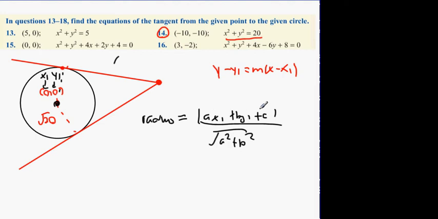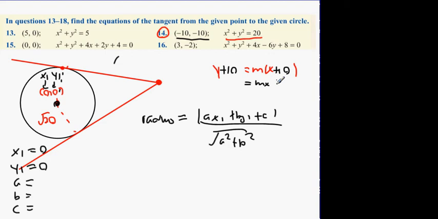That's a problem. So I'm going to do the equation of a line with the information I know. I know minus 10, minus 10. So I can use the equation of the line and change this, so I'm going to get a plus 10 and plus 10. To operate this formula, I knew that x1 is 0, I knew that y1 is 0. My problem is I don't have an a, b or c. So what I'm going to do is multiply this out and I'm going to get mx plus 10m equals y plus 10.